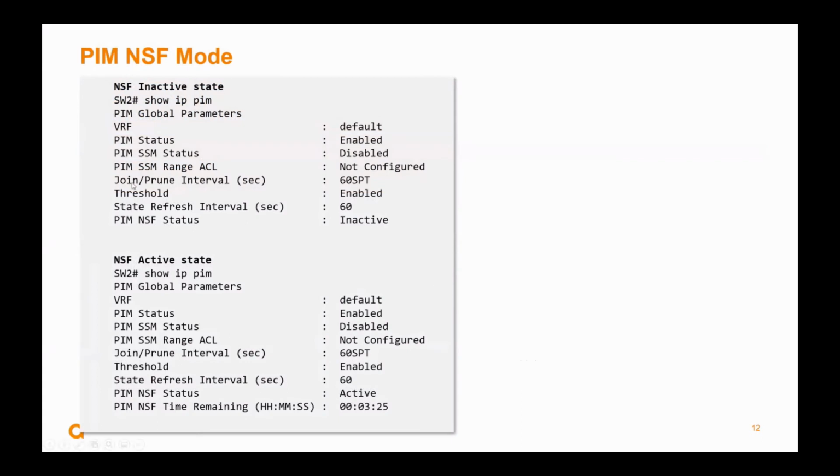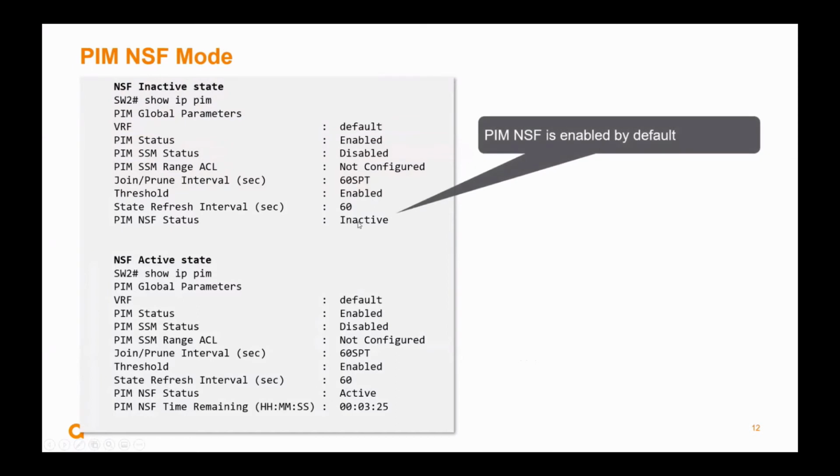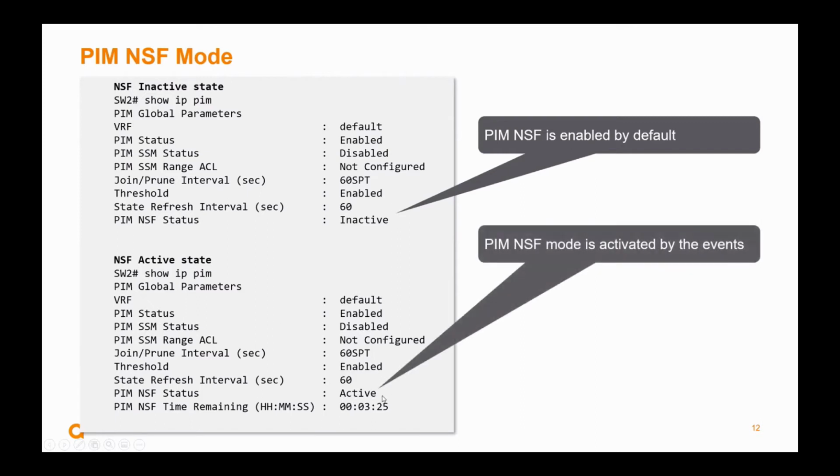Now, a few things to keep in mind. Since this feature is enabled by default, very important to keep in mind with show IP PIM, and it's enabled. And by default, you can't disable it, at least in this current code. The inactive one is saying it's enabled, but it's in an inactive state. But when it's in an active state, you can see the nonstop forwarding state is active, and the timer.